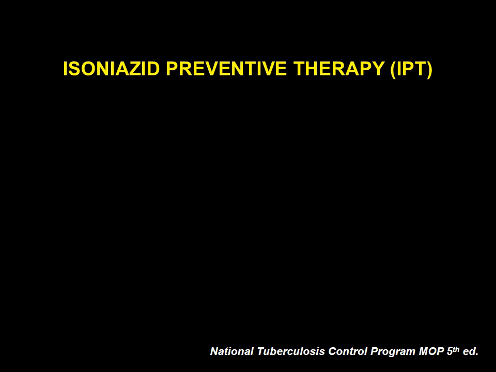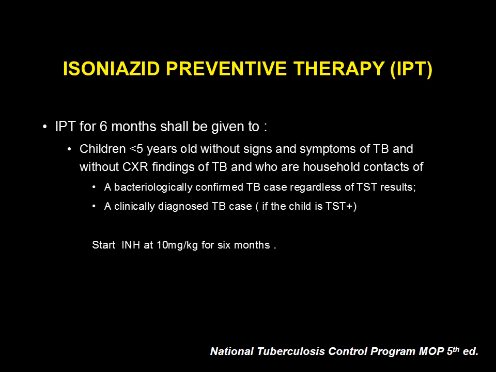Isoniazid preventive therapy or IPT for 6 months shall be given to patients less than 5 years old without signs and symptoms of TB, without X-ray finding of TB, and is a household contact of bacteriologically confirmed case regardless of TST. However, if they are contacts of clinically diagnosed case, initiate IPT if TST is positive. Start isoniazid at 10 mg per kilo for 6 months.